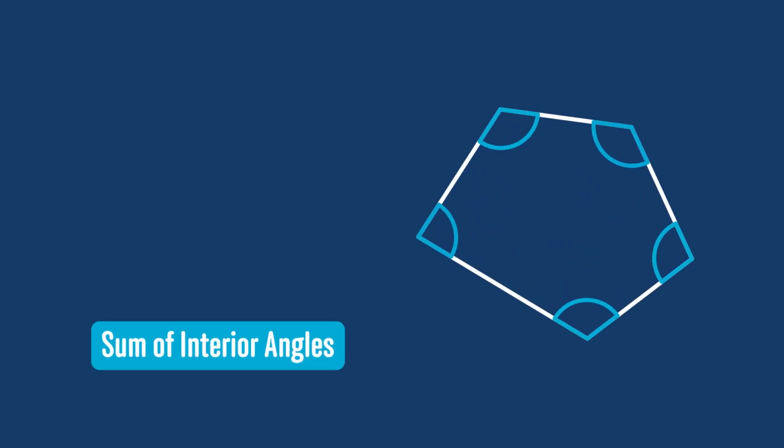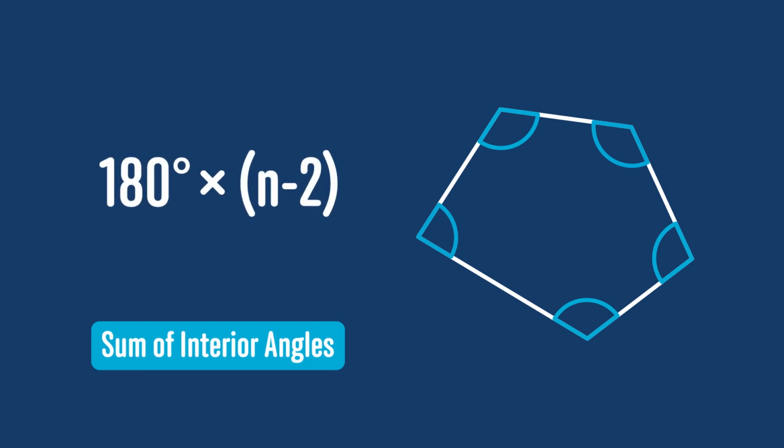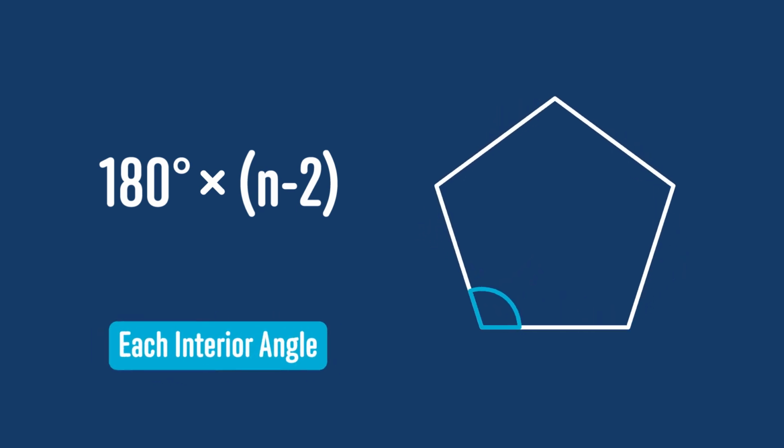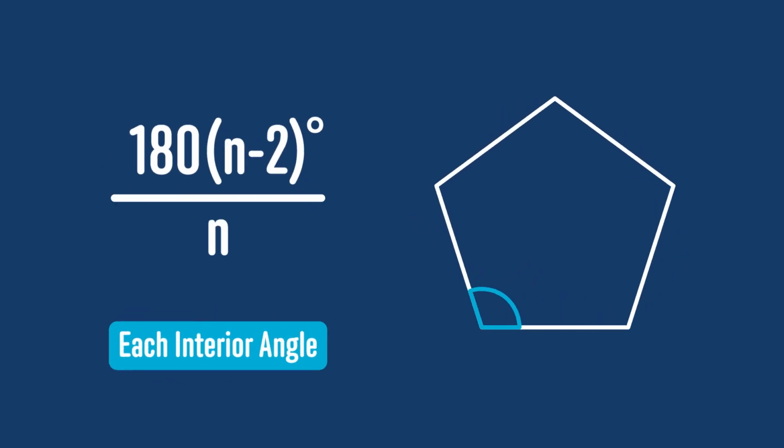So let's think about the formula for the interior angles in a regular polygon. We know that the sum of the interior angles in an n-sided polygon is 180 times n-2, and in a regular polygon, all of the interior angles are equal. So each interior angle equals that sum divided by n, so we can write that as 180(n-2), all divided by n.